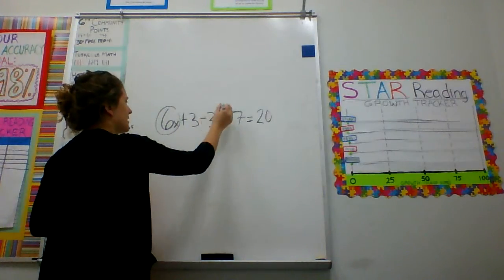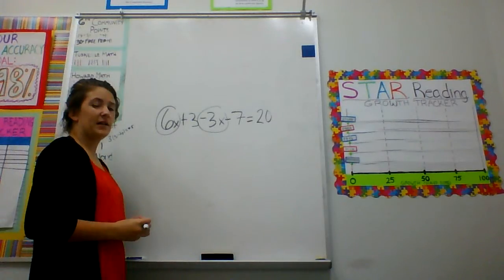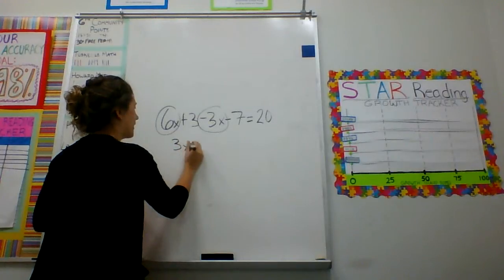I have 6x and I have a negative 3x. So I'm going to subtract 3x. 6x minus 3x will give me 3x.